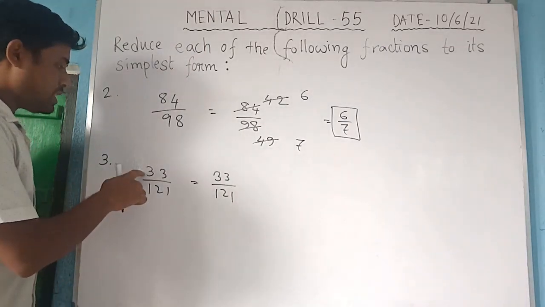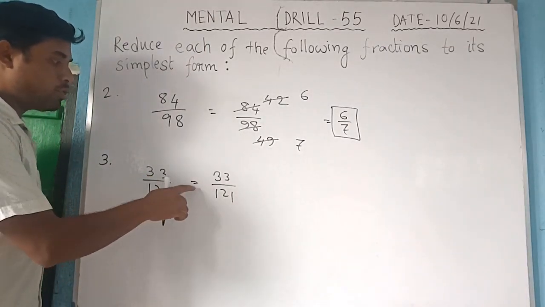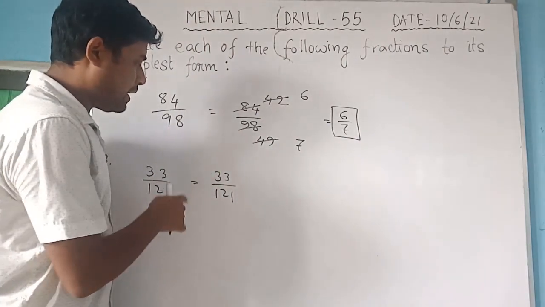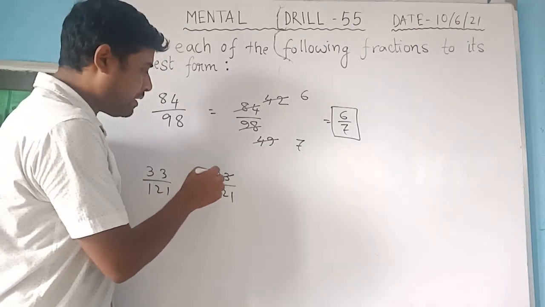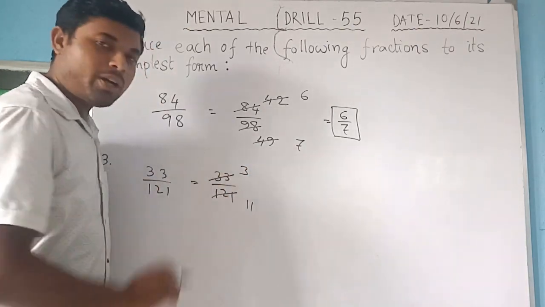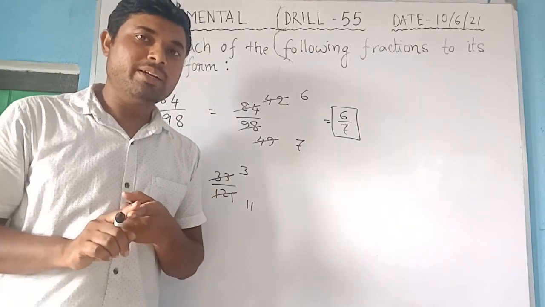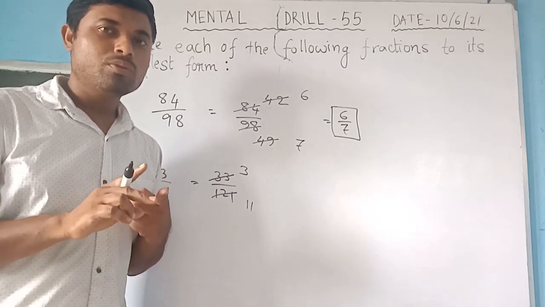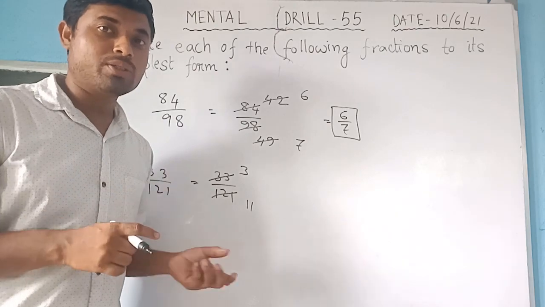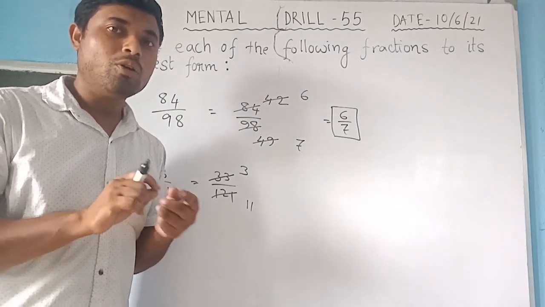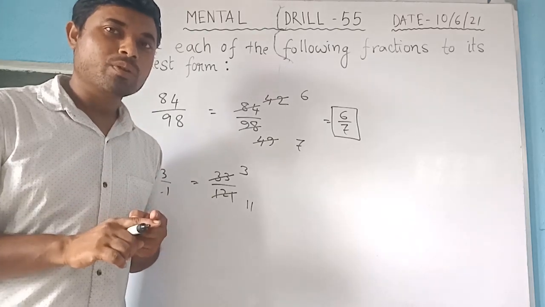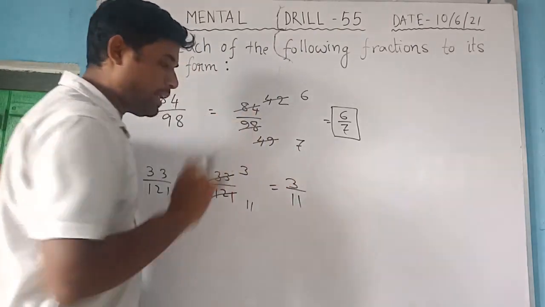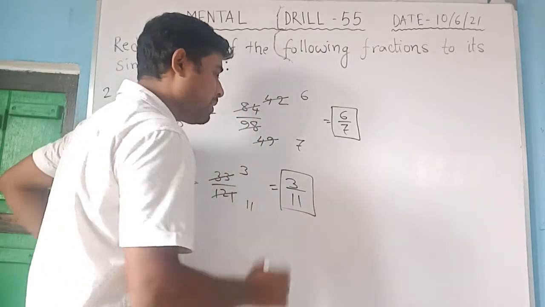So question number 3, this is given 33 by 121. First give an equal sign and write this. Now just see by which number you can cut it. By 11 you can cut it. 33 by 11 is 3, and 121 by 11 is 11. Please keep in mind the tables when you solve it. You have to count first, that's why you have to remember all the tables up to 20. Prepare that. So here what is the answer? 3 by 11. Can you cut it? No. So the answer is 3 by 11.